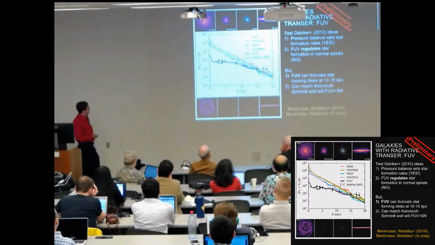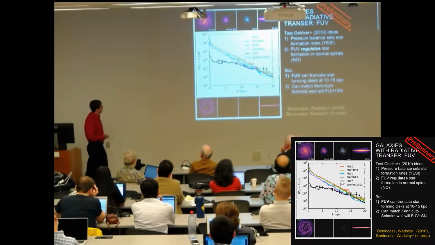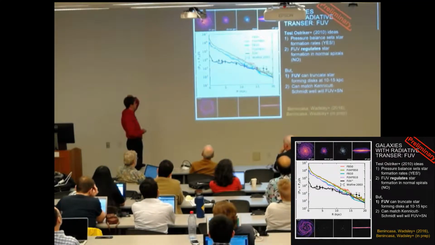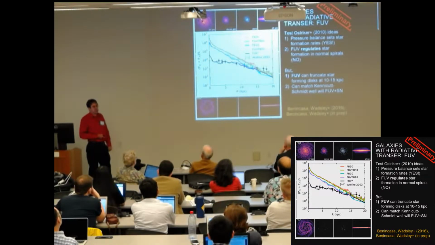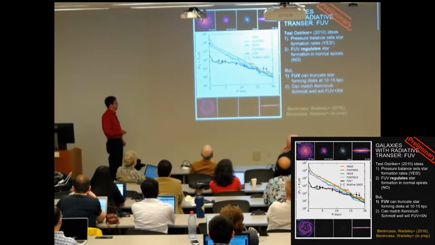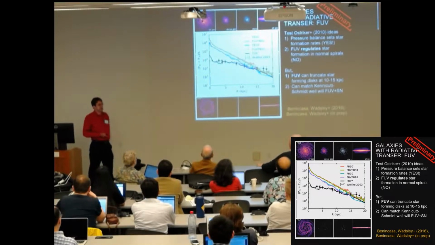But what we do tend to see is that, so Wolfire suggested that FUV may be helpful in truncating star formation in disks. In the outer part of the disk, whether or not you can make a two-phase medium is very dependent on the FUV field at that point. And so we do see indications that the FUV can help truncate star formation.